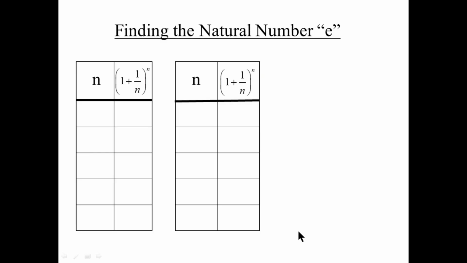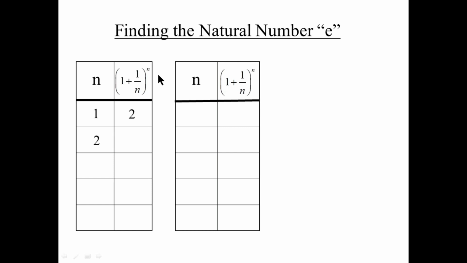So let's find this natural number e, discovered by Leonhard Euler. It's a natural number, and you'll find out why later. For now, let's fill in this table of values. If n is 1, this expression, 1 plus 1 over n to the exponent n, is 1 plus 1 over 1, which is 2 to the 1.